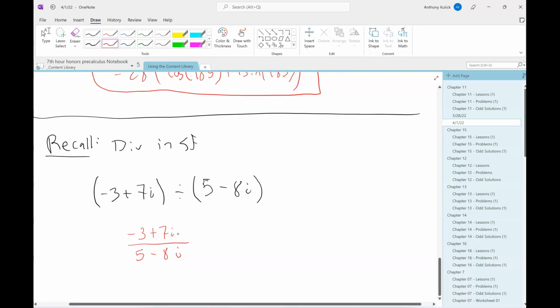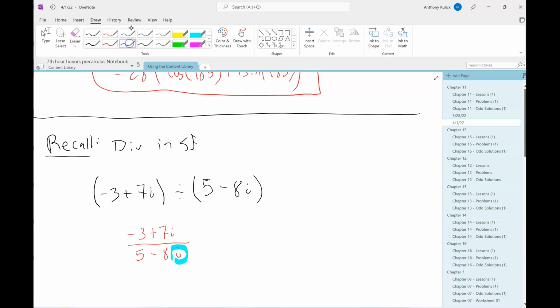Everybody's okay with that? Right, fraction's the same as division. Everybody agree? Okay. The issue with what we've written as a fraction, the reason we're not done here, is a standard form complex number needs to be a plus bi, right? So the issue is that we have an i in the denominator. That's the piece that we have to reconcile in order to get this into standard form.